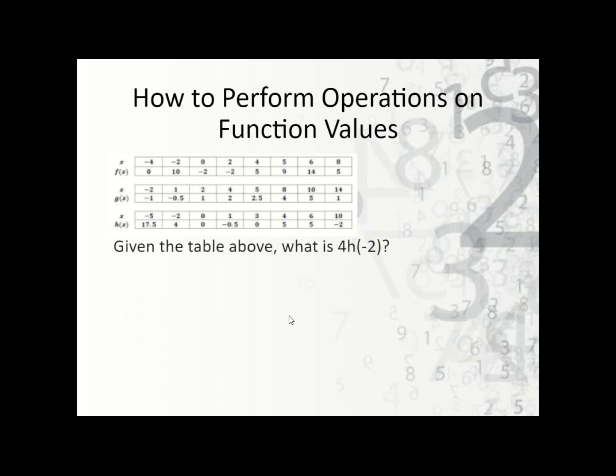Let's look at another example. So this one says, what is 4 times h of negative 2? So if we take h, so when x is negative 2, y is 4. So there's our value. And then we want 4 times that. So 4h of negative 2 is the same thing as 4 times 4. And 4 times 4 is 16.